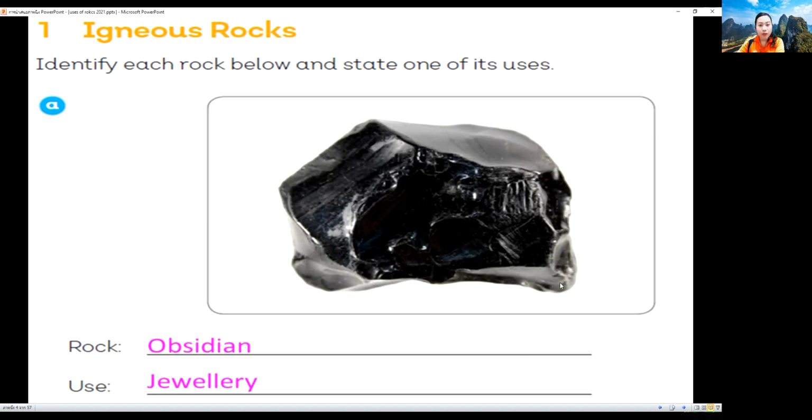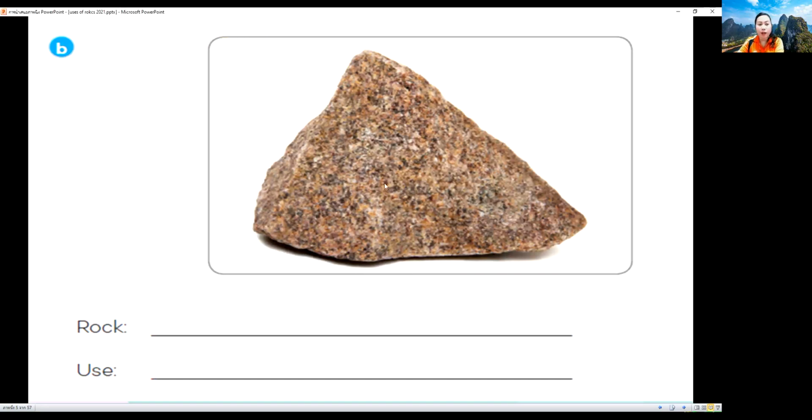Next, number 1B. Okay, what do you think is this rock? What is the name of this rock? And then where do you think we can use them? Remember the three different types of rocks? We have the metamorphic, the sedimentary, and the igneous rocks. What is the name of these rocks according to their types? Is it a limestone? Is it a sandstone? Is it a slate? What do you think is this? Is this a graphite? Finish. And then where can we use it? Is it a granite? Is it a pumice? Is it a basalt?